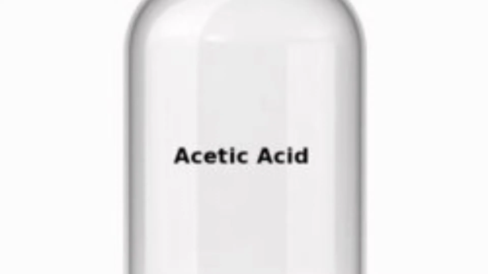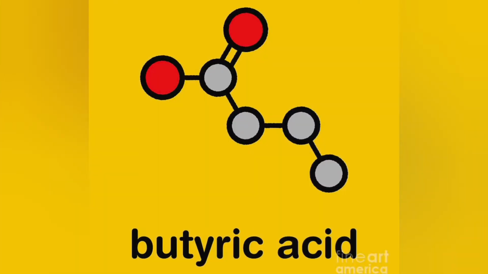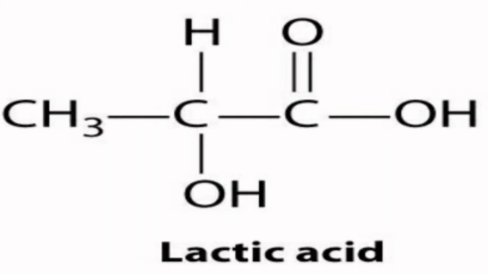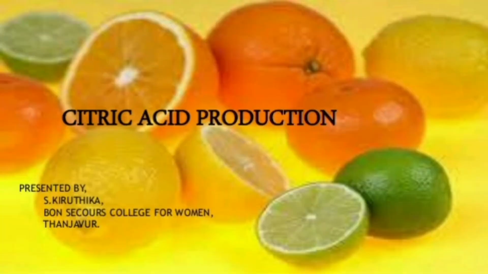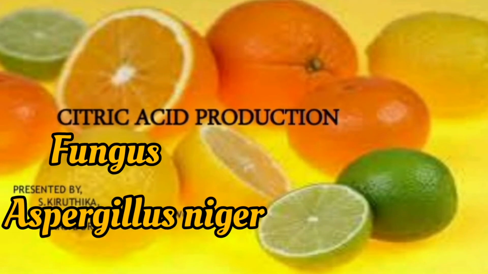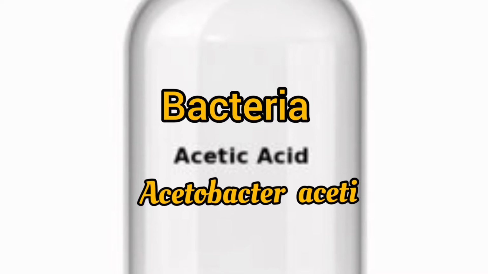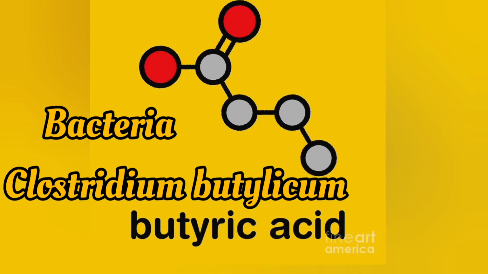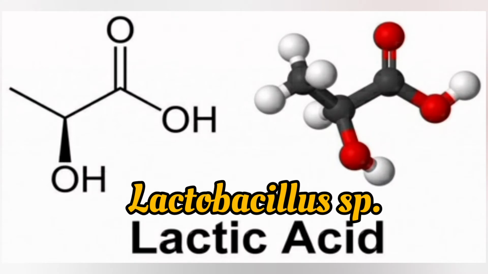Here you have to remember about citric acid, acetic acid, butyric acid and lactic acid. One very important technique that you have to remember is that all the acids are produced from bacteria, except the citric acid, which is produced from Aspergillus niger, that is the fungus. So you need to remember the table, that is the 4 organisms, their name, specific type of microorganism and the organic acids.